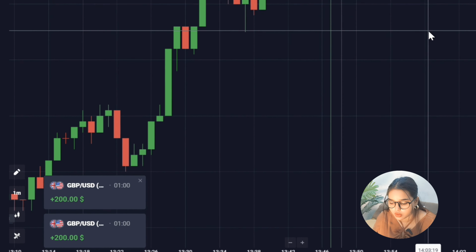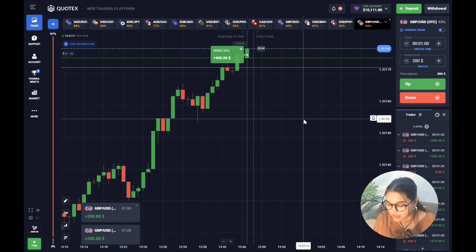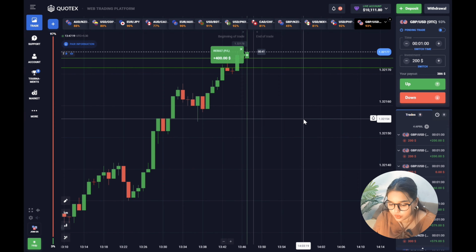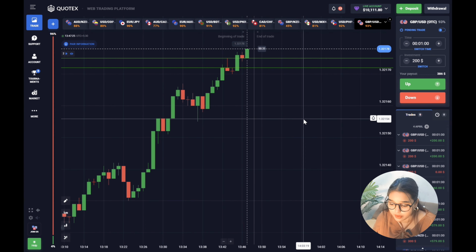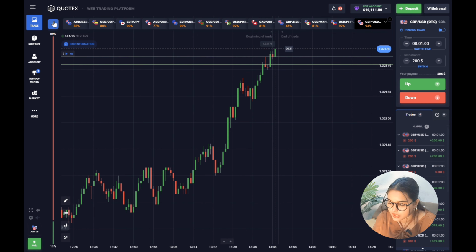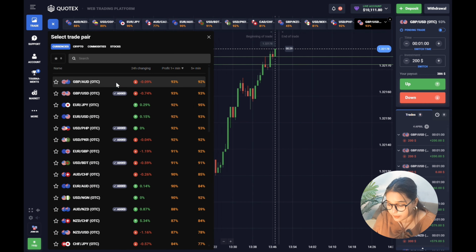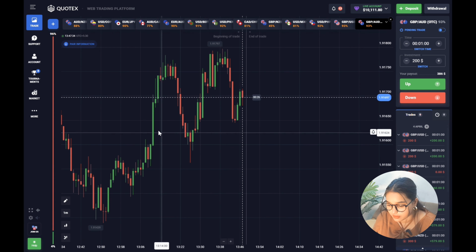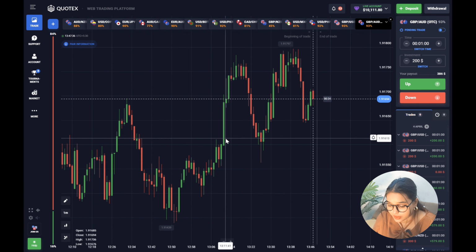So, both of these trades here were refunded for me because the investment was also $200 and the return was also 200, which means it was refunded. Anyway, no problem. I will try again to find a chart with a good movement. Here, after this, I will try to enter at the right spot.